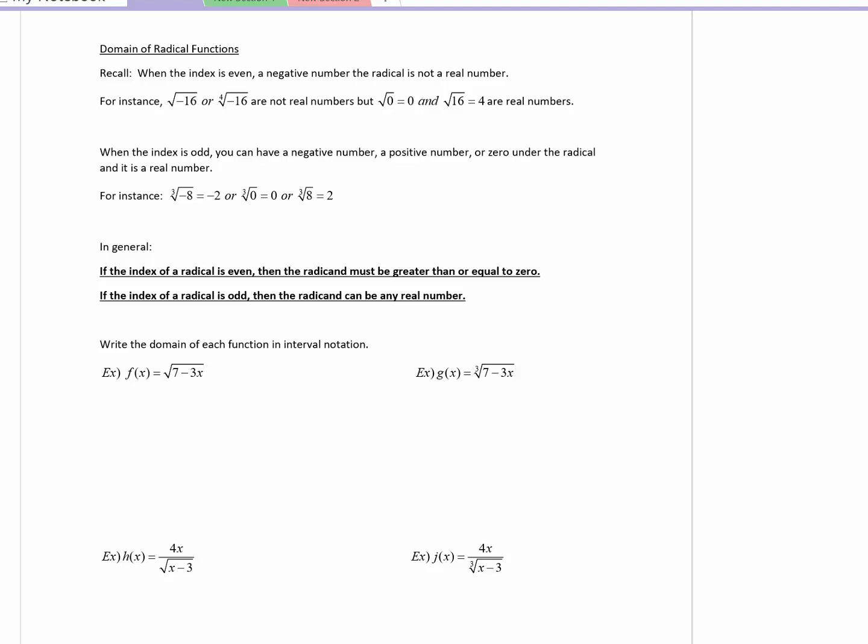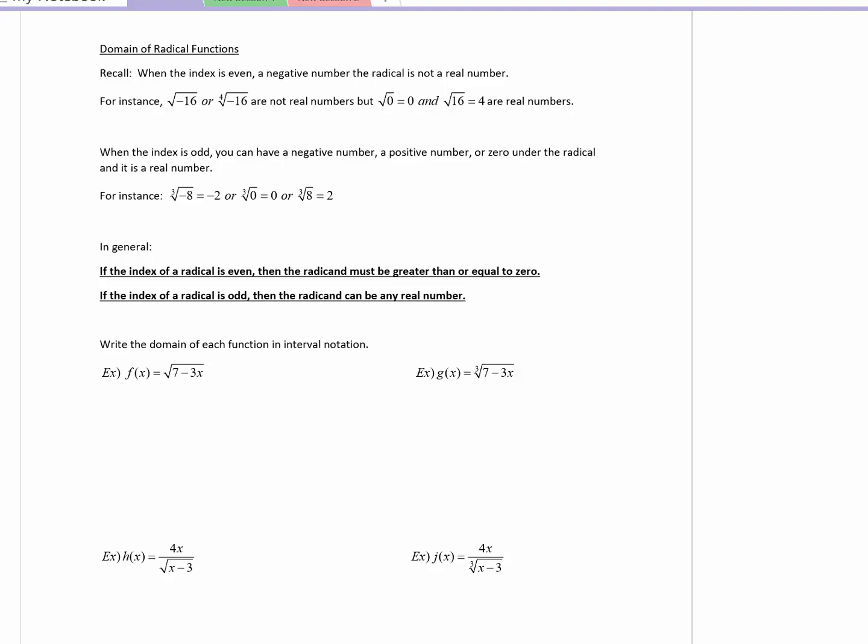Now, when the index is odd, you can have a negative number, a positive number, or 0 under the radical. For instance, the cube root of negative 8 is negative 2 because negative 2 times negative 2 times negative 2 is negative 8. Cube root of 0 is 0, and the cube root of 8 is 2.